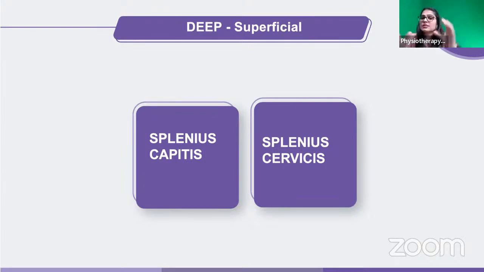And among superficial muscles, you have splenius capitis and cervicis. Capitis is nothing but the muscle which gets attached to your occiput here. Okay. So in the occiput, you have the superior nuchal line and inferior nuchal line. That is nothing but the external occipital protuberance. There you have the superior nuchal line and inferior nuchal line. There you have the attachment of this muscle.